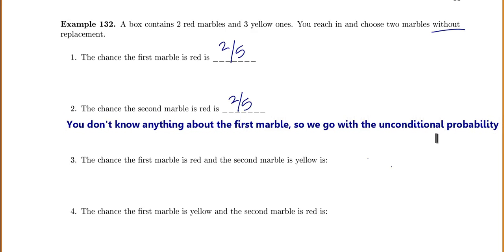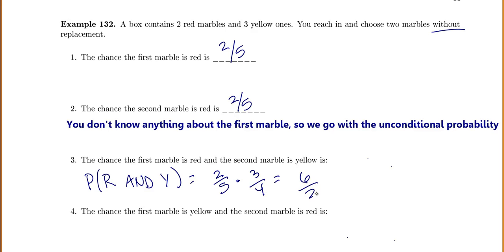Number 3, the chance that the first marble is red and the second marble is yellow. The first marble is red is 2 out of 5. The second marble is yellow would be 3 out of 4. So 6 out of 20.